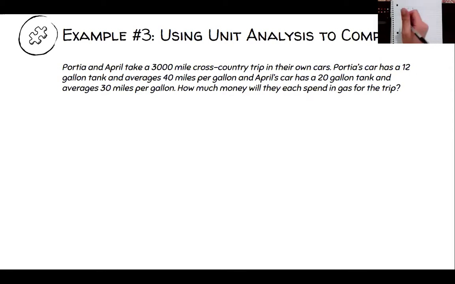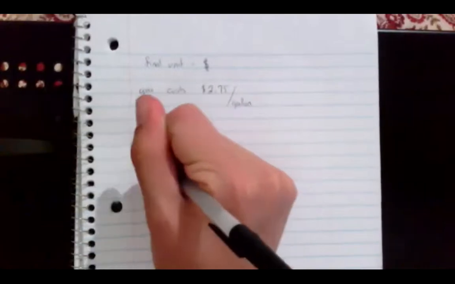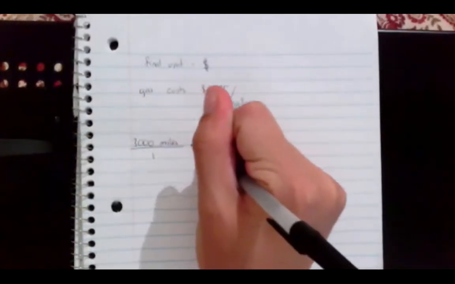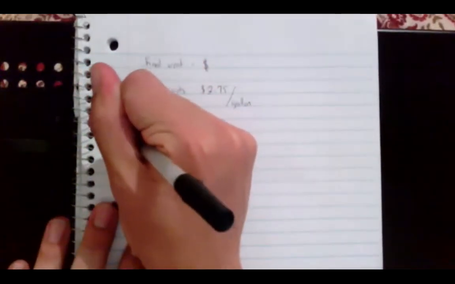So let's try to set this up. We're going to start with the distance, which is 3,000 miles. Oh, let me switch this over. 3,000 miles over 1. And then we're going to find out how many gallons it's going to take you to drive 3,000 miles. So we'll start doing this for Porsche. Remember, we have 2 of these we have to do. For Porsche, we know that the fuel efficiency is 40 miles per gallon.